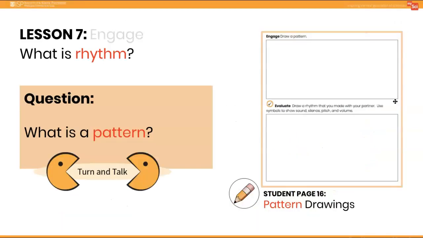In the engage portion of this lesson, you'll ask students, what is a pattern? Have students turn and talk and discuss different patterns they see in their everyday life. After the discussion, give students time to draw a pattern on the student journal page, Pattern Drawings.